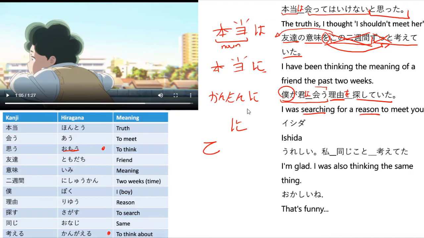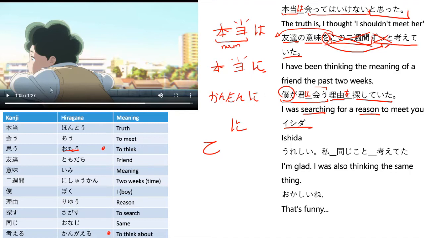Again, you got this teita, which could be sagashiteita, but it's sagashiteita here. Boku ga. So the ga is specifying that I was really trying to find a reason to meet you. Boku wa would more imply that it's just a fact, I was just searching for a reason to meet you. But boku ga is really emphasizing I was really trying my hardest to find a reason. So it's more emphasizing him, and that's what he was trying to do, rather than the fact that he was just searching for a reason. Hope that makes sense. Ga and wa, there's a lot of things about it, but that's how it is. Again, Ishida. I don't need to translate that.